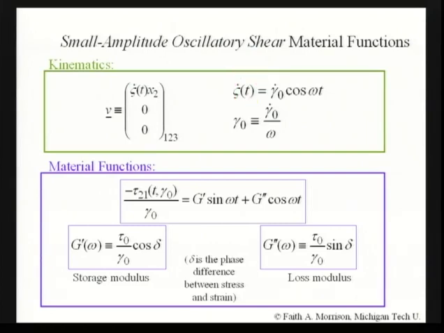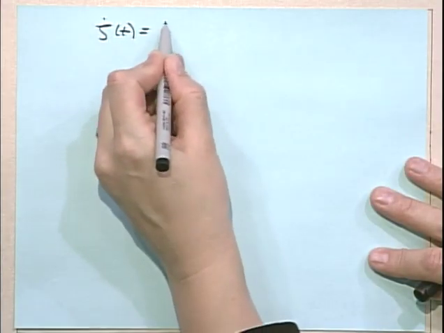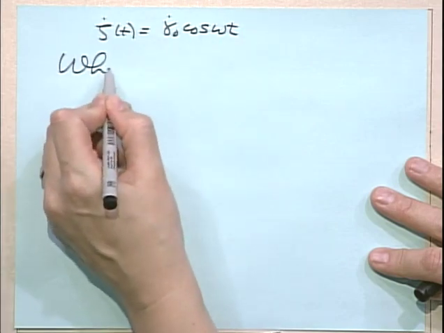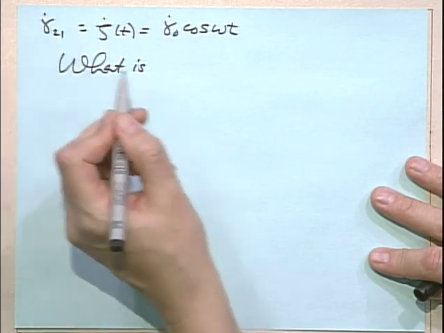Now actually it's more intuitive to impose on the sample a strain, because when you're not moving, then at least you know the strain is 0. And then you're moving, not moving, moving, not moving. So let's start by looking at this kinematics. Let's find out what the strain is. We know that the strain rate function, gamma dot 2,1, is gamma dot naught cosine omega t. What's the strain?